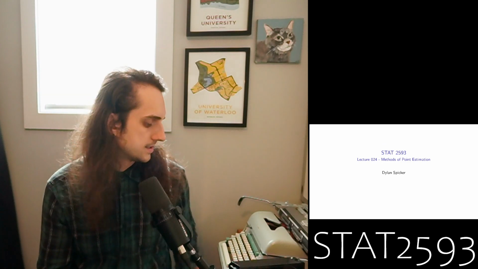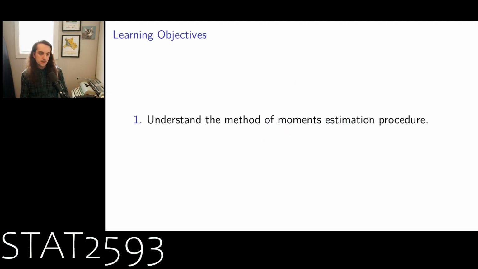And so in today's lesson, we're going to talk about one of these techniques, and it's known as the method of moments technique. With the lesson today, we mostly just want to understand what the method of moments technique is and how we use it as an estimation procedure.